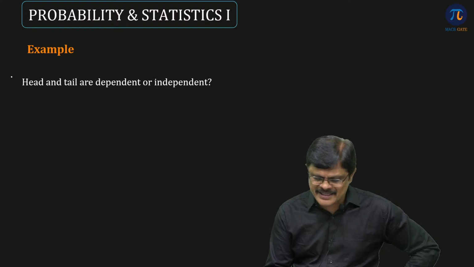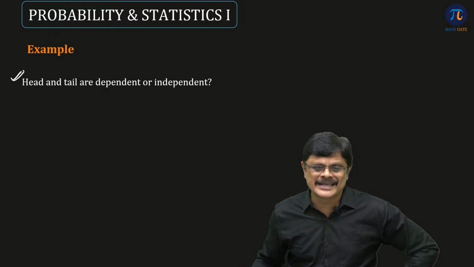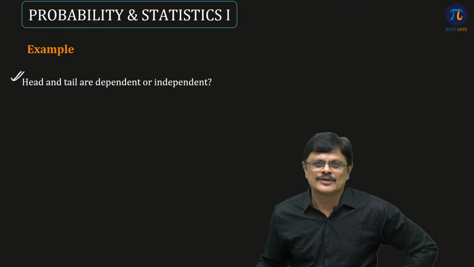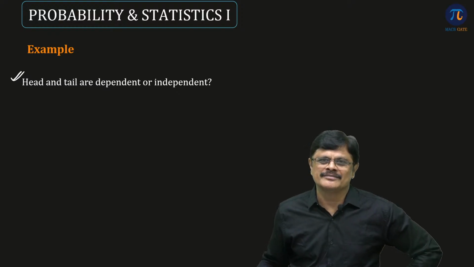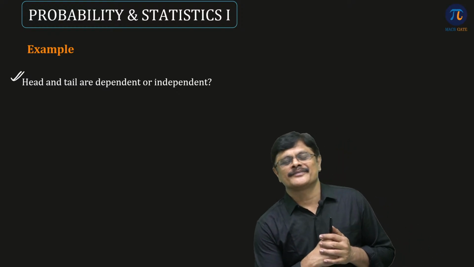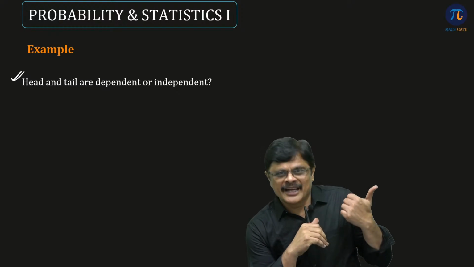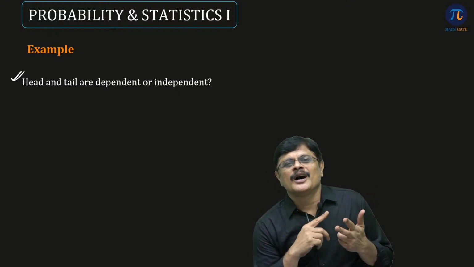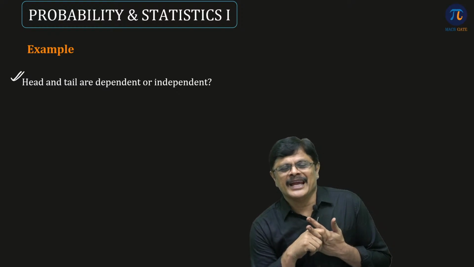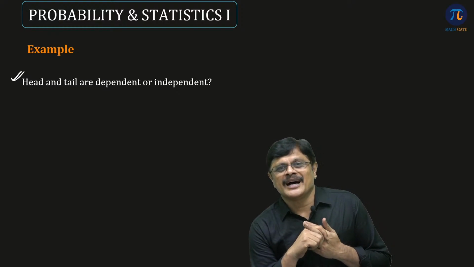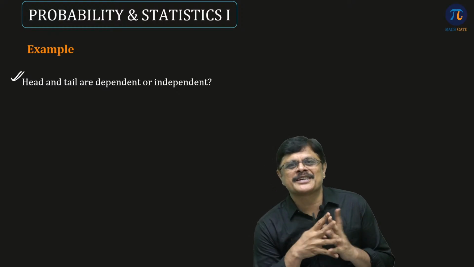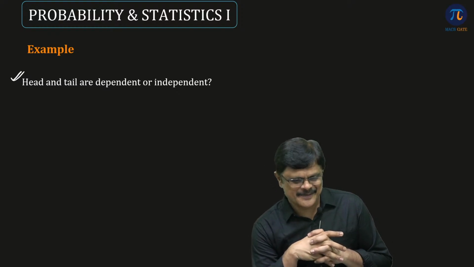Now generally I ask this question. If you know, you can answer this. Head and tail are dependent or independent? So when I ask this question, I also give options: they are independent, one option. They are dependent, one option. Option C, it cannot be answered. The question is a wrong question, or the information is not sufficient.